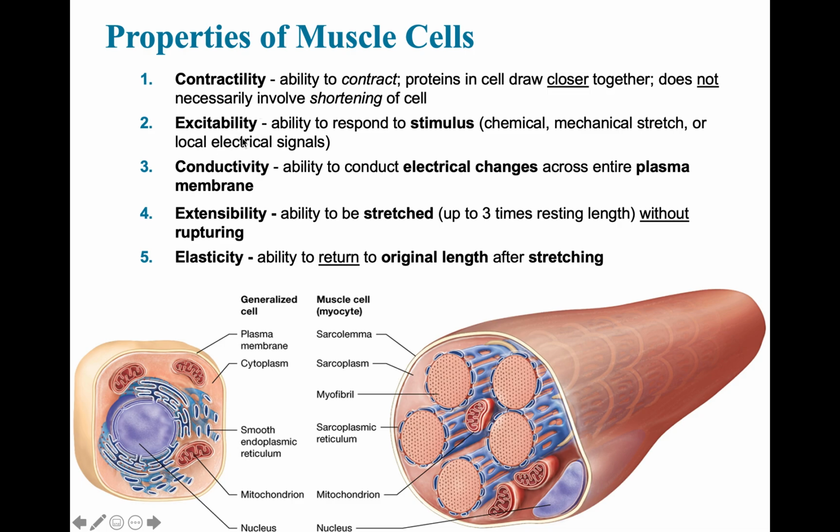Excitability. This property just means that muscle cells have the ability to respond to a stimulus, like a chemical stimulus. We will see this, so motor neurons will release a neurotransmitter. That neurotransmitter is a chemical that causes muscle contraction.